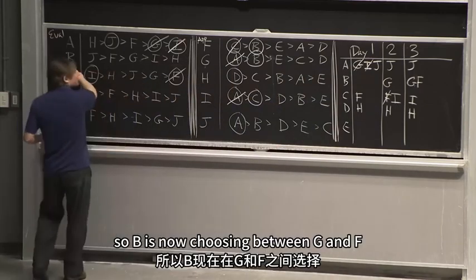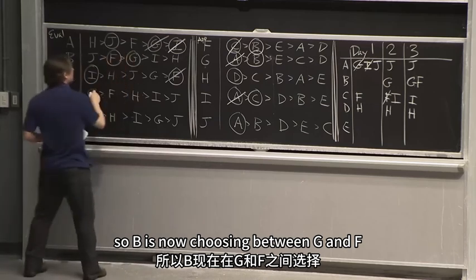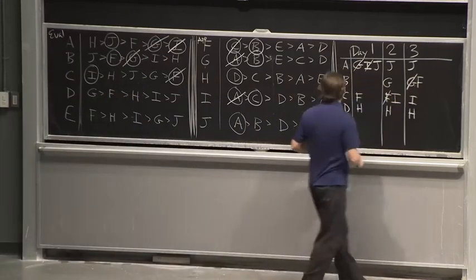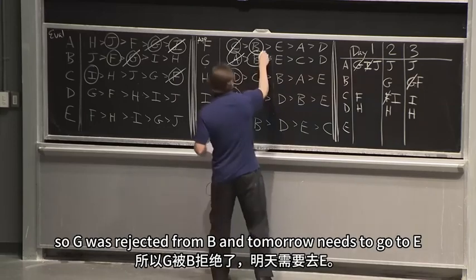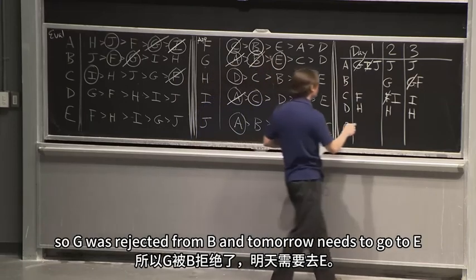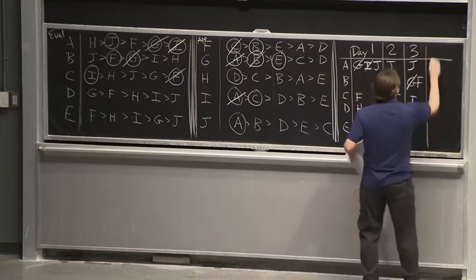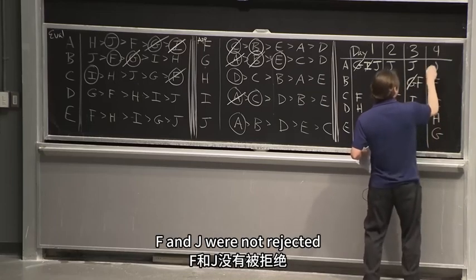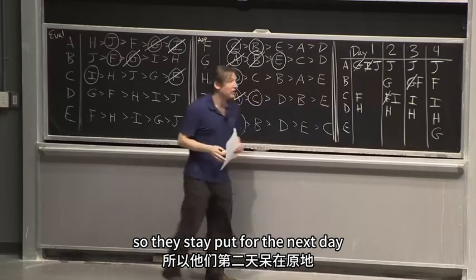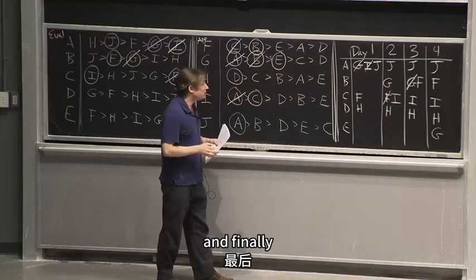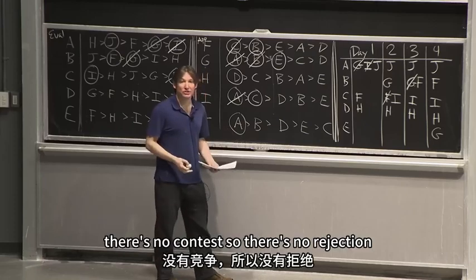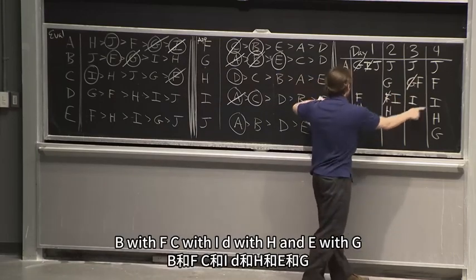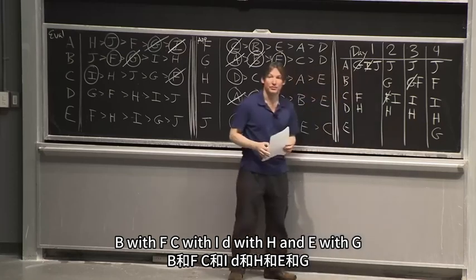Let's hope F has a better day today than yesterday. So B is now choosing between G and F. And looks like F wins this time, so G is rejected. Whew, OK. So G was rejected from B, and tomorrow needs to go to E. So day 4, G is going down here to E. H, I, F, and J were not rejected, so they stay put for the next day. And finally, there's no contest, so there's no rejection. And finally, we have a matching. A with J, B with F, C with I, D with H, and E with G.